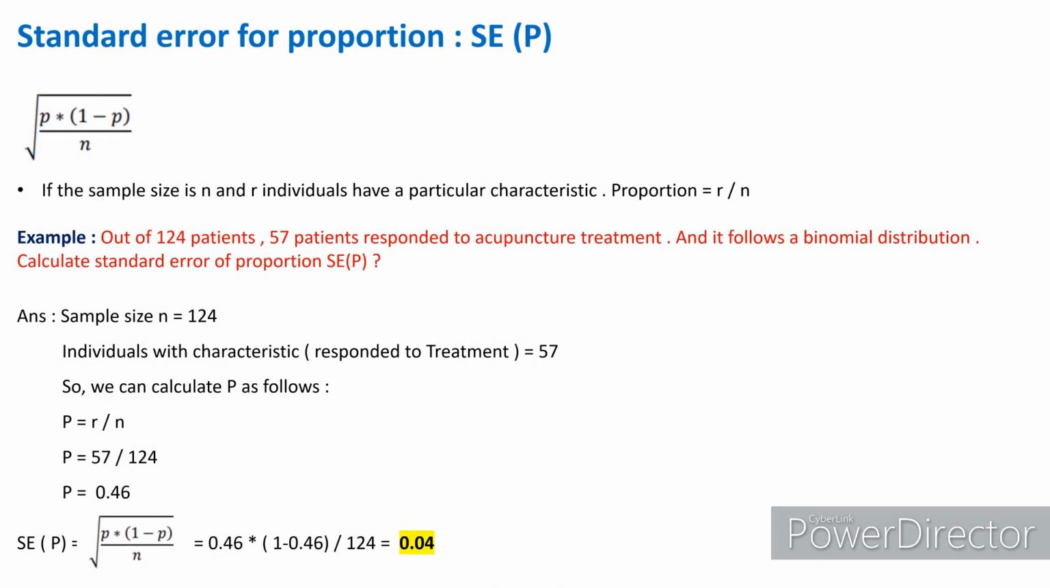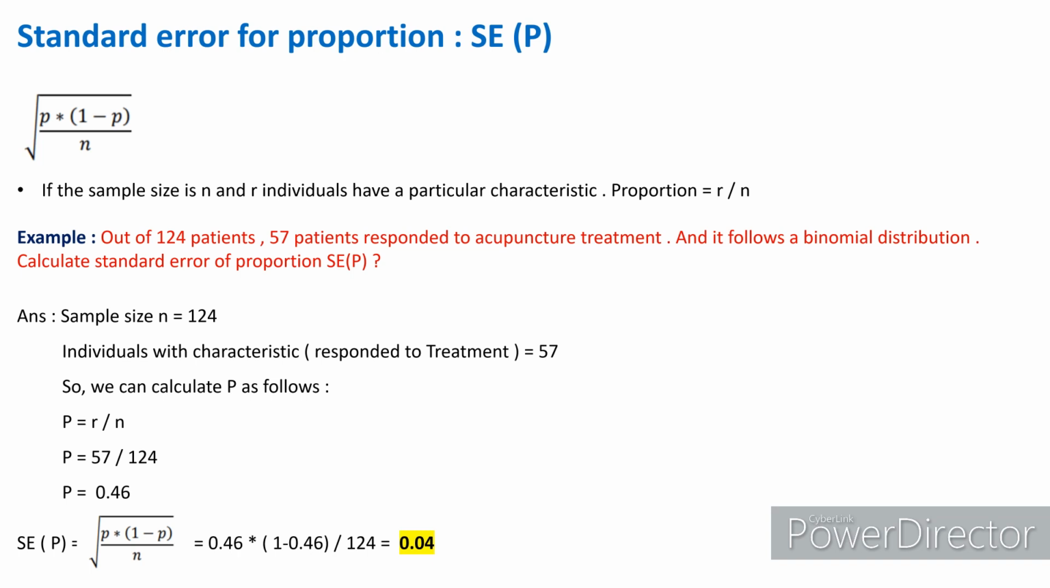So similarly, the formula of standard error for proportion will be the square root of P multiplied by 1 minus P divided by n. So if the sample size is n and r individuals have a particular characteristic, then the proportion will be r divided by n. Okay. So example, out of 124 patients, 57 patients responded to acupuncture treatment. Okay. And it follows a binomial distribution. Calculate standard error of proportion. So let's break down the question. Let's write down what they have given us. The sample size is n, that is 124.